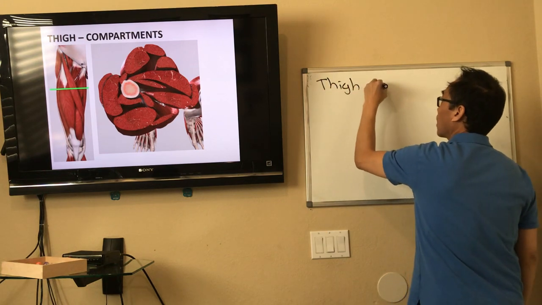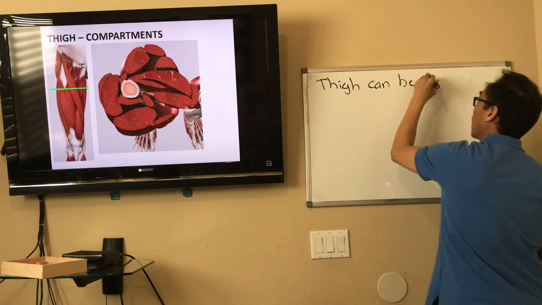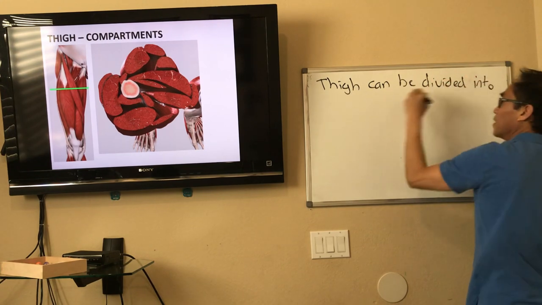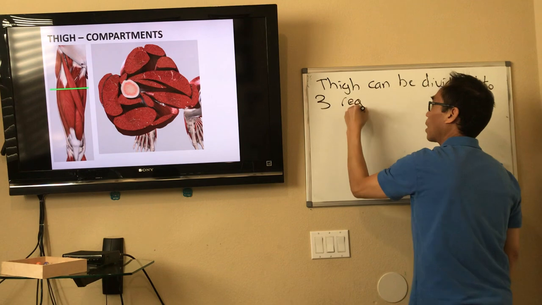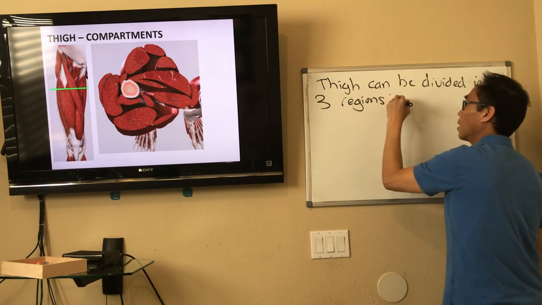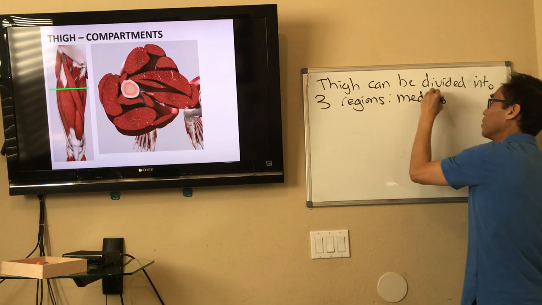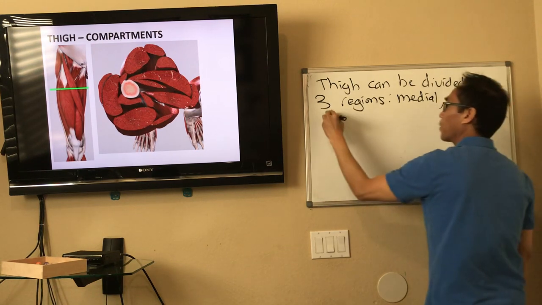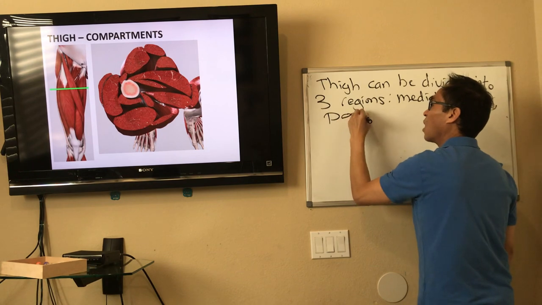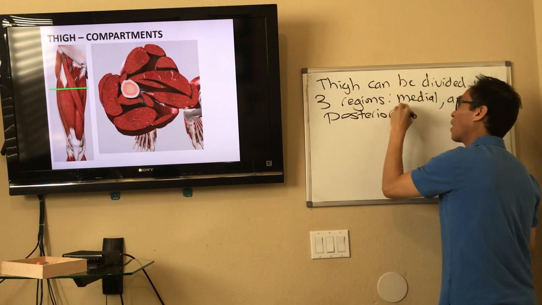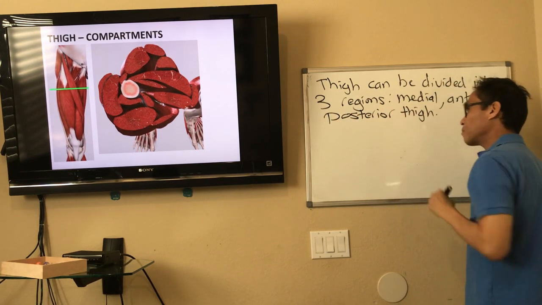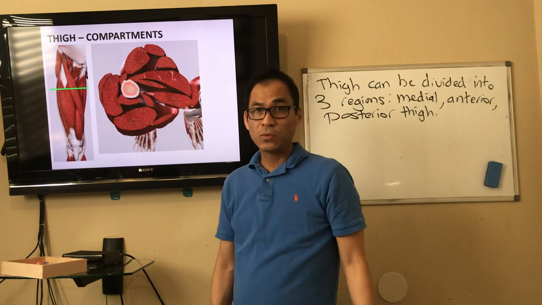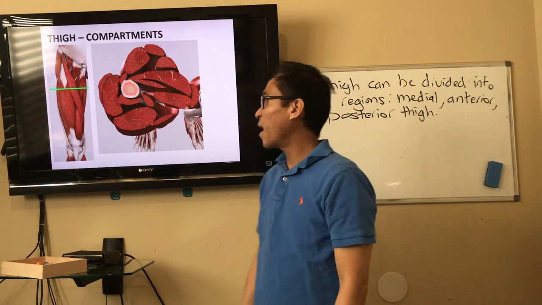Thigh can be divided into three regions: medial, anterior, posterior. Each region is innervated by a different nerve, and the different muscles will do different actions. We'll do the medial thigh first.